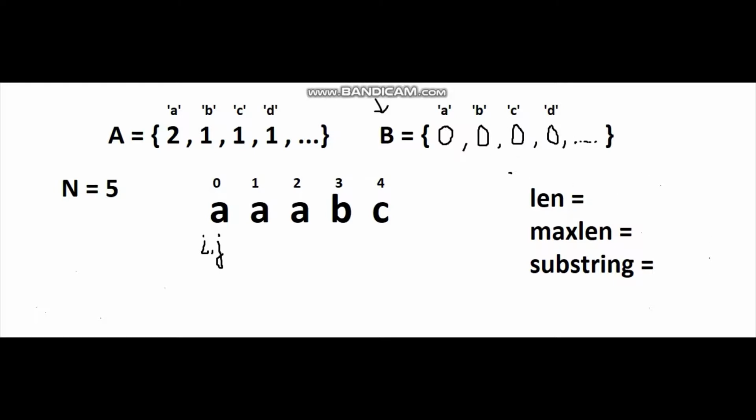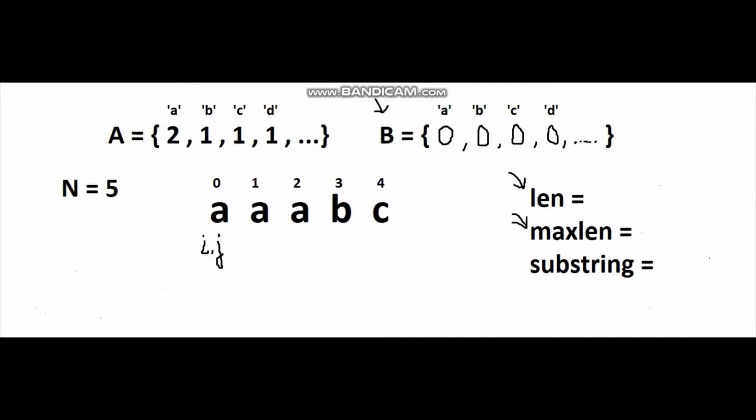I have taken two variables, len and max len. Len is used to keep track of the length of the substring, and max len will take the maximum out of all the possible substrings. And substring is nothing but what substring is being formed. So let's start our algorithm.